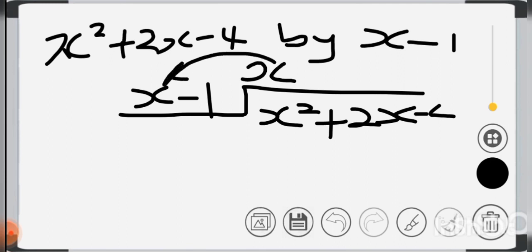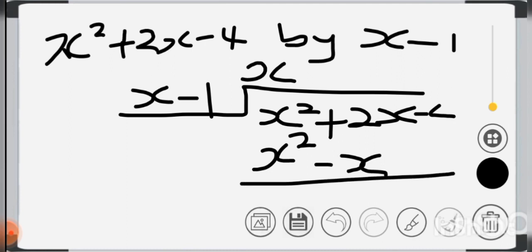So s times x, we're going to have s squared. You see it? Then s times minus 1, actually, we're going to have minus x. That's what we're going to have. Then you rule. Then you subtract both of them now from each other.